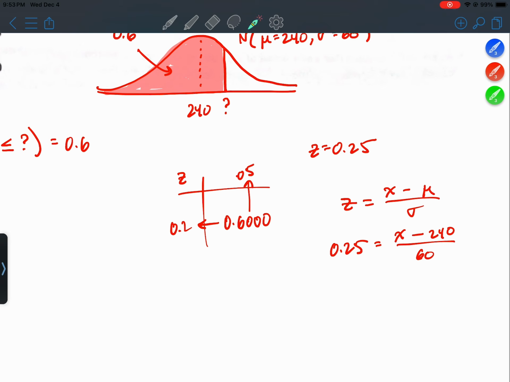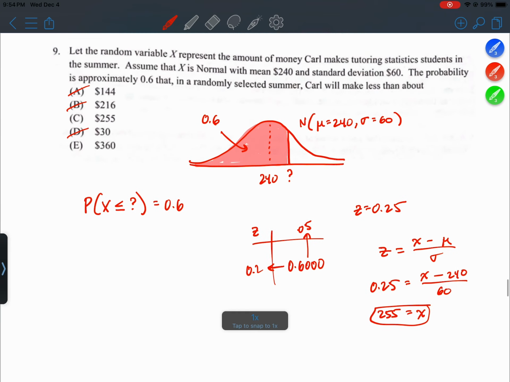I'm going to do this off screen. I'm going to multiply both sides by 60, and then I'll add back 240 to both sides. 0.25 times 60 is 15, plus the 240 is 255. Just as we predicted, after we eliminated all those values that we knew were too low, 255 is the correct answer.